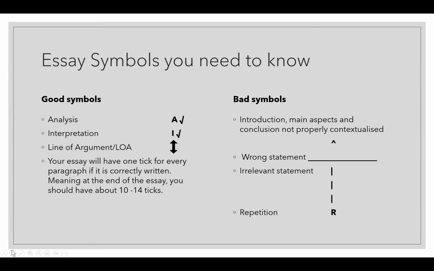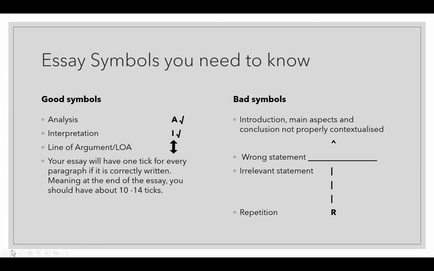So if we look at our good symbols, we've got analysis. That means you mentioned the point and then you basically analyzed what you said, you gave an example, went into detail about it, and showed evidence of analysis. It's very difficult to get this, and I hardly ever give it to kids.